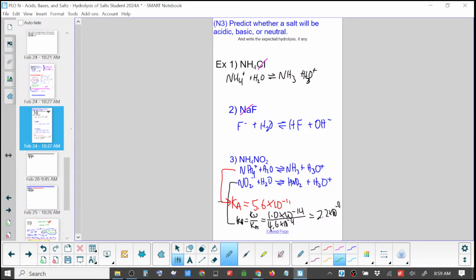Did I write that down wrong? I wrote negative 11, but that's the other one. Did I write it down wrong? It's 10 to the negative 10. 5.6 times 10 to the negative 10. There we go. So yes, then it would be acidic.